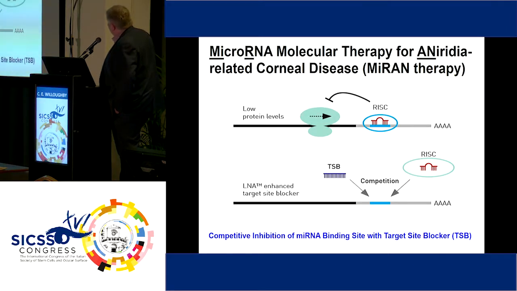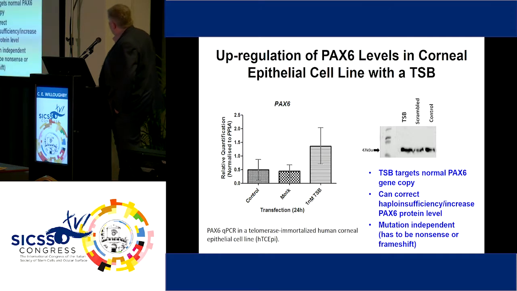So we do that using a target site blocker. So here we have the microRNA binding a gene, preventing its translation. But if we use a target site blocker, which will compete for that binding site, you can rescue the expression of that gene. And so we've done that for normal corneal epithelial cells.